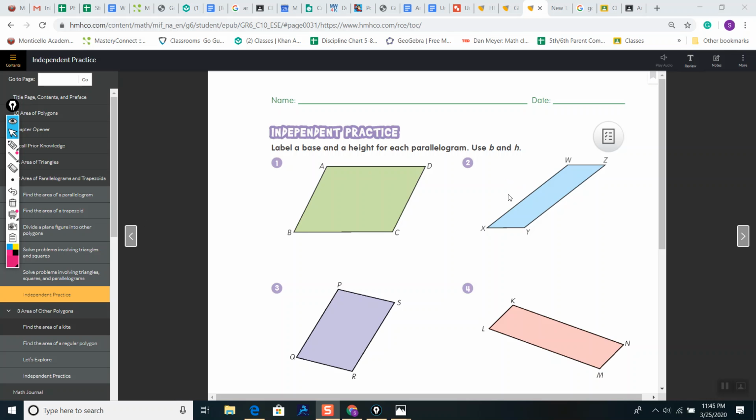Okay, so first thing, I'm going to need my pen. Label a base and a height of each parallelogram using B and H. So easy. Here's my base. Here's my height. Base and height. On this one, I would label this as my base and this is my height. Done. That's easy enough, right?